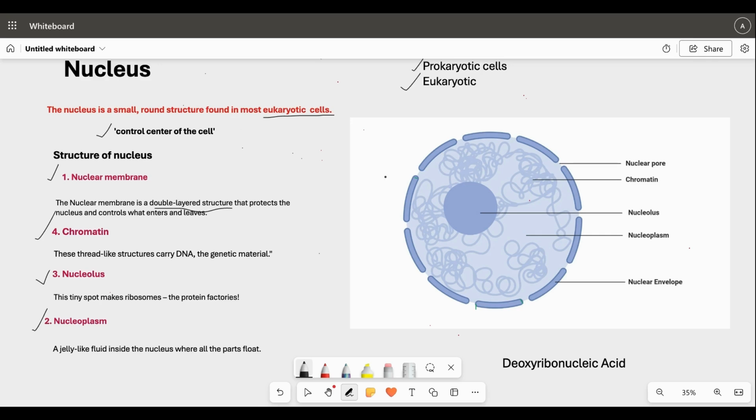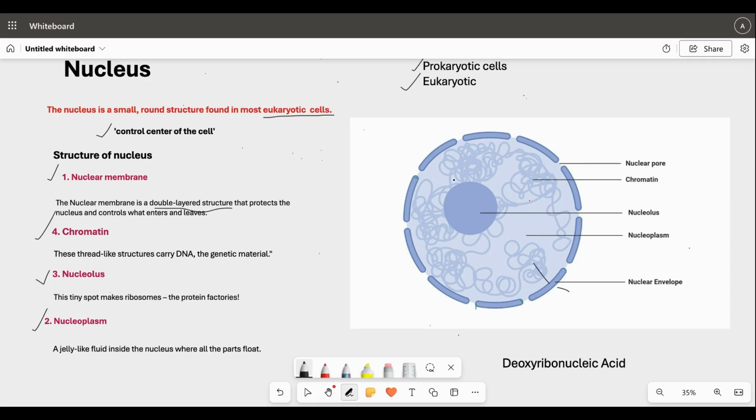Let me show you a diagram. So this is the diagram of the nucleus. Watch carefully. There are two layers, one layer and two layers. These are called the nuclear envelope or nuclear membrane, and it is made up of two thin layers. That's why we say it is a double layer structure.